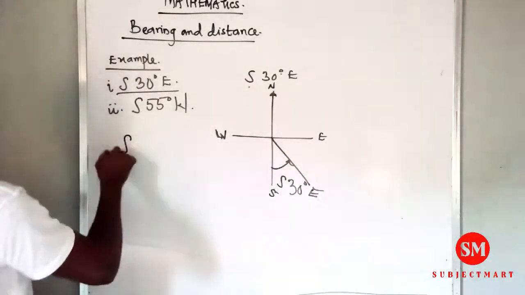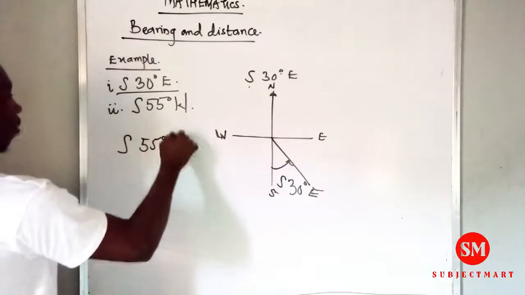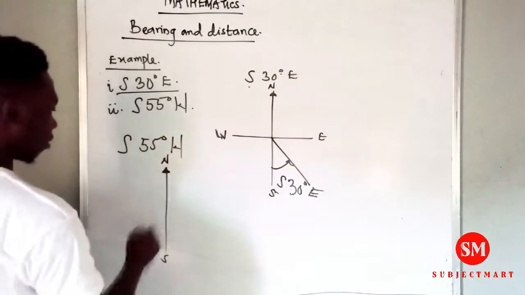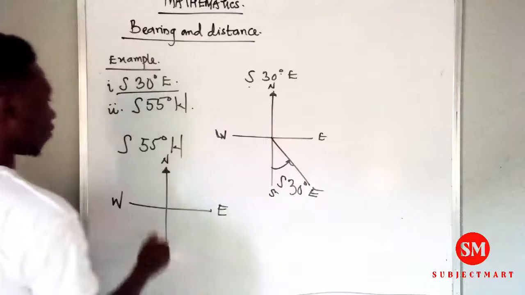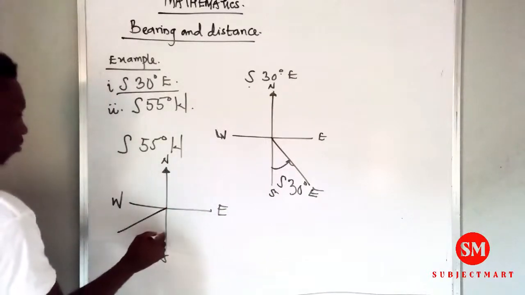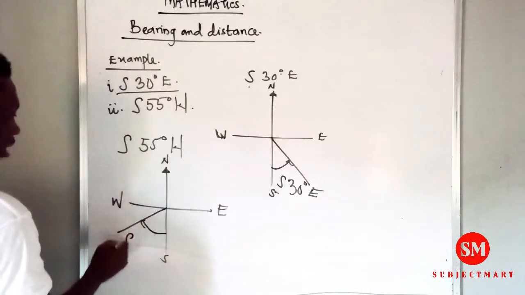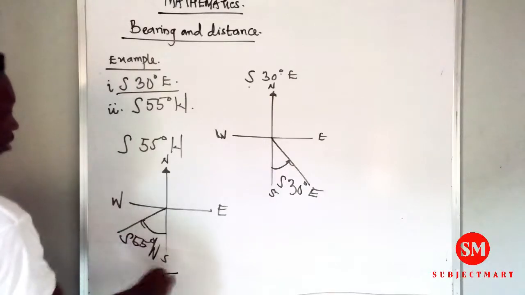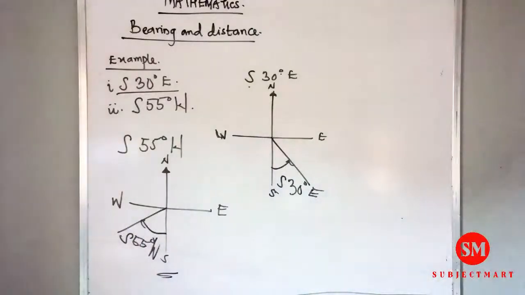But here, look at this one. This one says south 55 degrees west. Okay, this is my north pole, my south pole, and talking about my west. So they say 55 degrees. So you locate it. Let's say 55 degrees, from here to this point. So that is south 55 degrees west. Now this is all about your compass bearing.